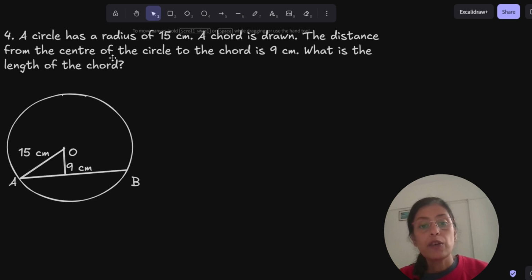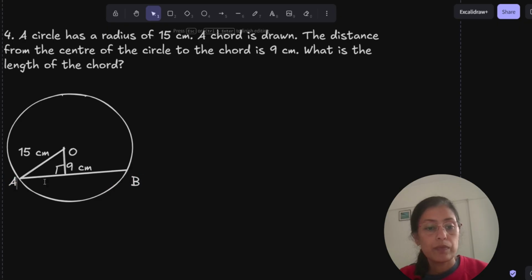The distance from the center of the circle to the chord is 9 centimeter. So when we say distance, it is the perpendicular distance. So this is perpendicular. And let me give a name also to this. I'll call it C. So this is C and the length OC is 9 centimeter. Now what is the length of the chord?